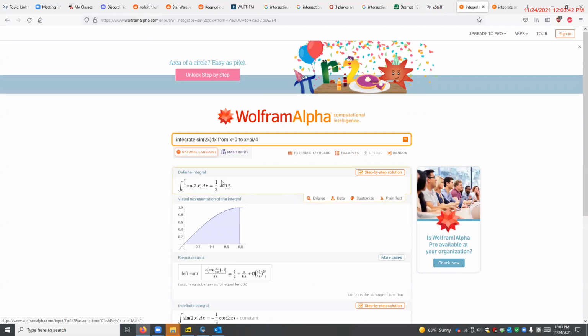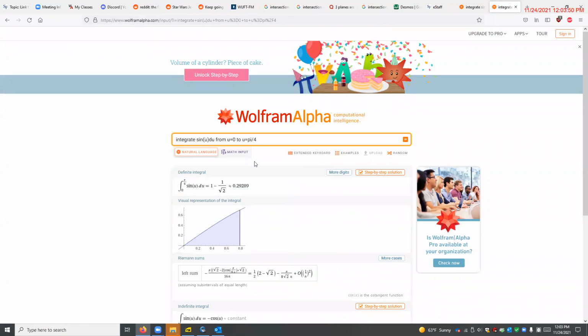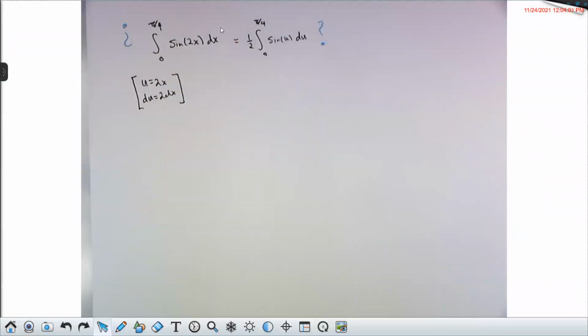So the first one, integral 0 to pi over 4 sine 2x dx, that comes out to 1/2, right? And that's what we saw by doing it as we did. If you integrate sine u from 0 to pi over 4, you get 1 minus 1 over root 2, which is not 1/2. So here's what you could say. These are not equal.